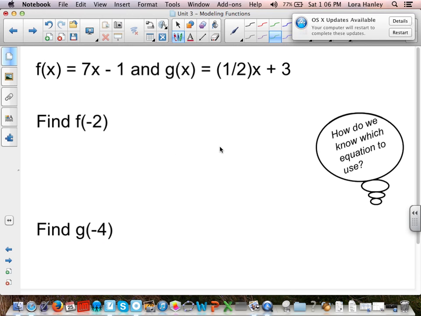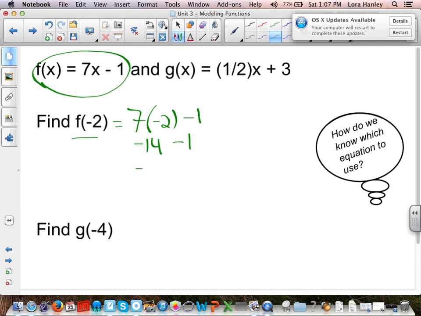Sometimes we have two different functions, and the f of x or g of x or h of x tells you which equation to use. So if I'm looking to find f of negative 2, well, I want to use f of x. So f of negative 2 would be equal to 7 times negative 2 minus 1. So I'm just using my function rule from up above to figure out a point. 7 times negative 2 is negative 14 minus 1 gives us negative 15. So we have found that using this function, there is a point negative 2, negative 15 that is somewhere on this function.